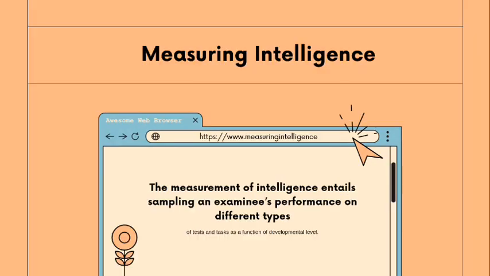Next is measuring intelligence. The measurement of intelligence entails sampling an examinee's performance on different types of tests and tasks as a function of developmental level. At all developmental levels, the intellectual assessment process also provides a standardized situation from which the examinee's approach to the various tasks can be closely observed, and therefore provides an opportunity for an assessment that in itself can have great utility in settings as diverse as schools, the military, and business organizations.